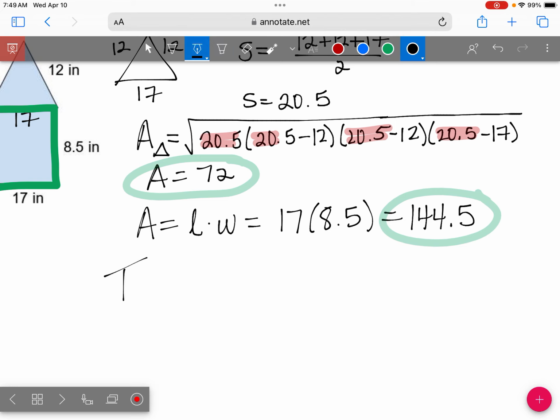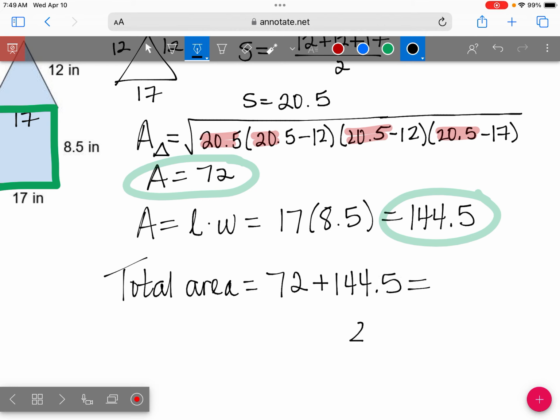So total area is 72 plus 144.5, which is 216.5. And now we actually do have a unit, so it's inches squared. Thank you.